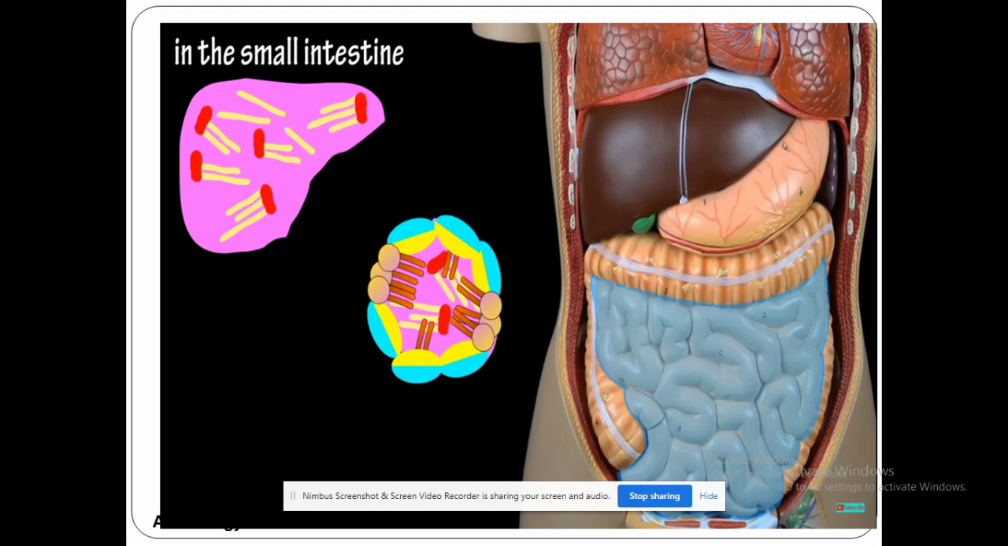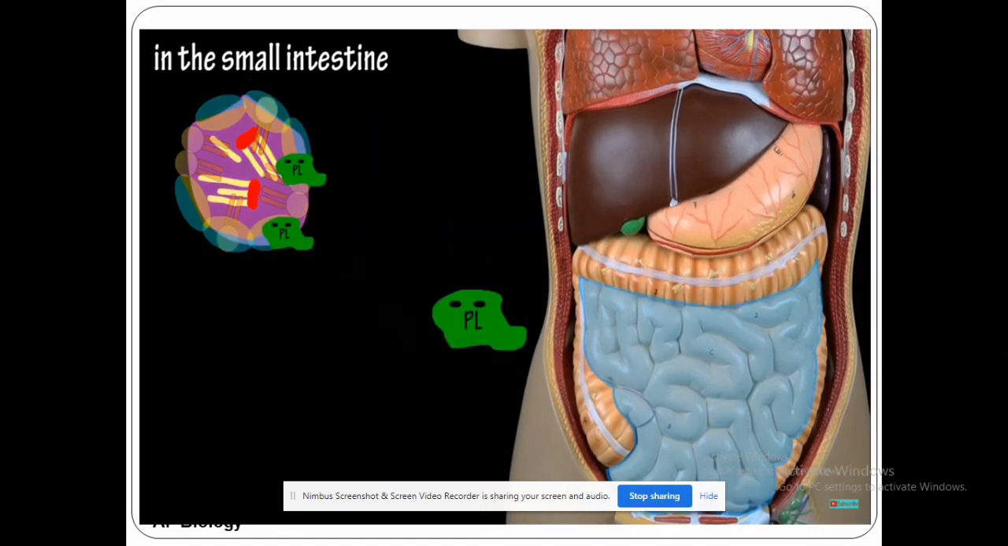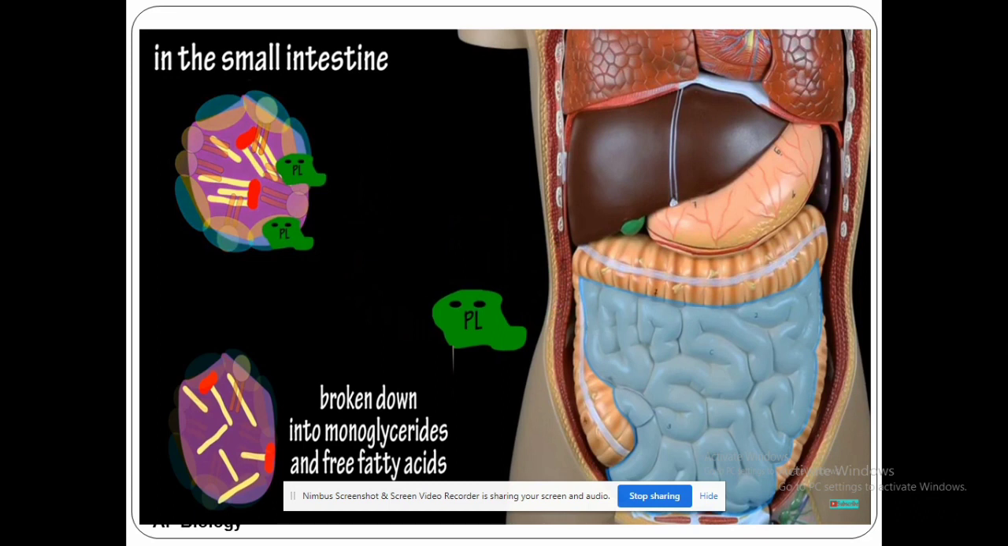The bile salt and the phospholipids have emulsified the triglyceraldehyde, converting the large molecules into small droplets. The pancreatic lipase will act upon these triglyceraldehydes. Then the pancreatic lipase will convert this triglyceraldehyde into the monoglyceraldehyde.